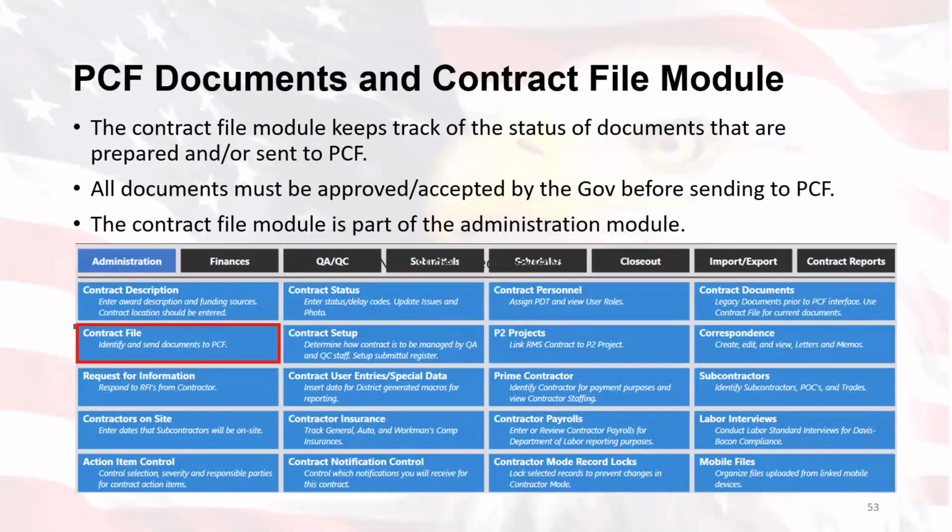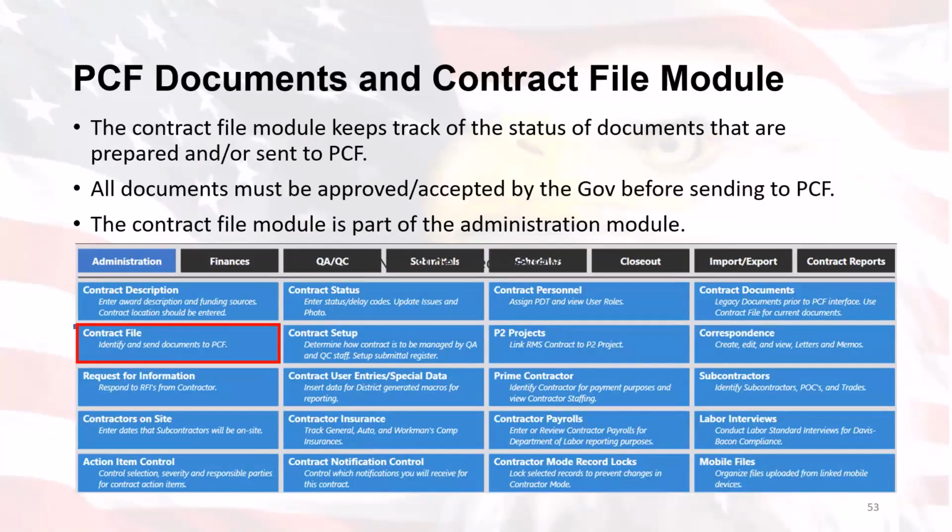Now, the contract file is where all official documents are stored and uploaded to PCF. You must manually add folders and subfolders after award. So the government signed documents will automatically upload to the correct contract file folder. Contractor signed documents for some modules will have to be manually loaded to the contract file folder as well.